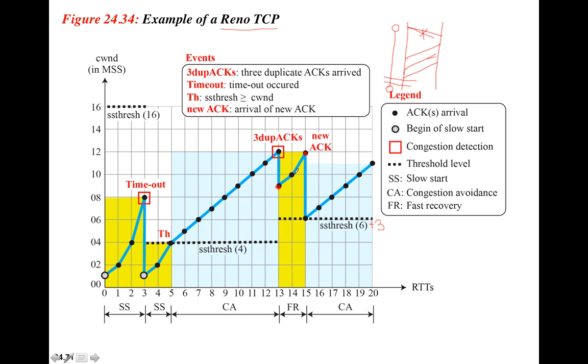All right, so this phase is fast recovery, and this is congestion avoidance. So we carry on where we left off. So this is the functioning of Reno TCP. And with this, we come to an end of our chapter, Transport Layer Protocols.